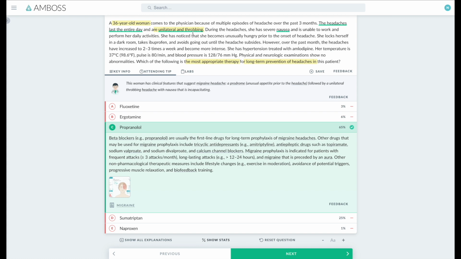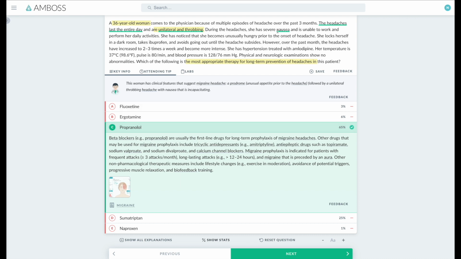Now I found out, so correlate this with that. This shows me the diagnosis. This shows me what the question wants. So now I know it's migraine, and what is long-term prevention of migraine? Now I know it's propranolol, all right? Without having to dive or delve into her story, but I'm still gonna do it.